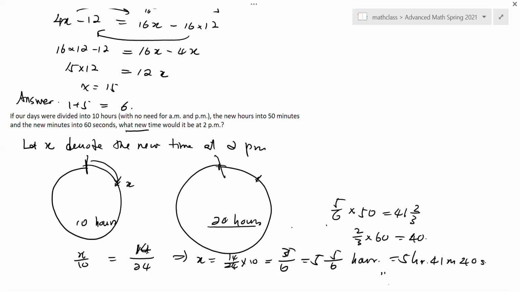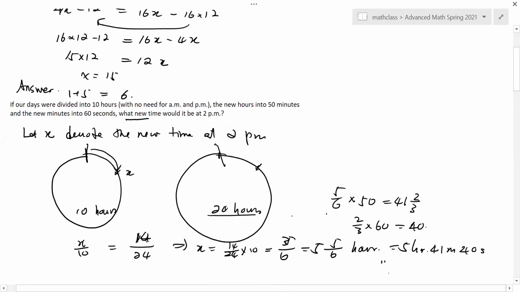This is called a proportional problem. At the end, if we have time, we will also use a proportional method to solve for the angle between the hour hand and the minute hand. Maybe I shouldn't draw the circle, because the circle is only 12 hours, a complete circle. Anyway, 10 hours in the new system is equivalent to 24 hours in the older system.